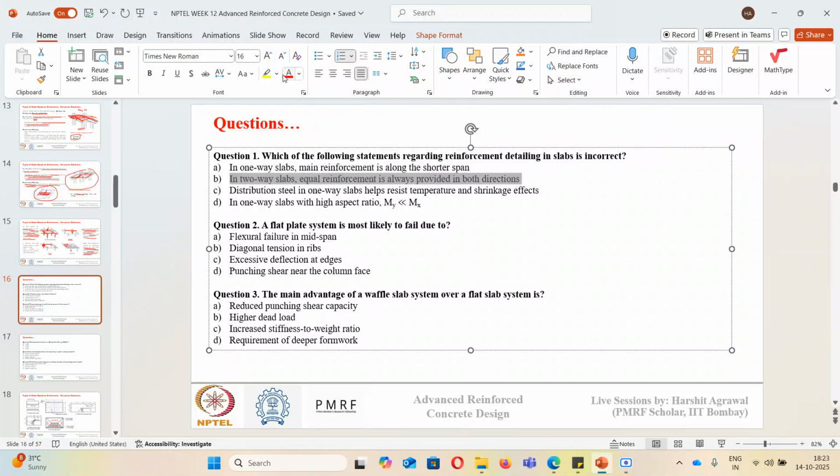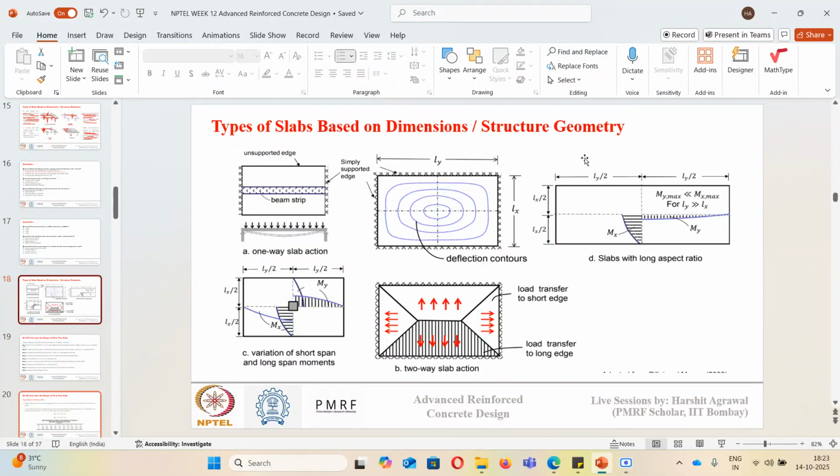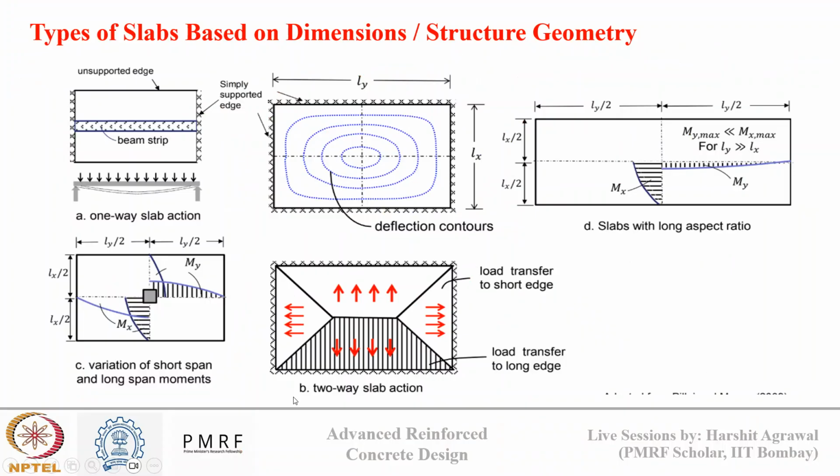What option B says is, in two-way slabs, equal reinforcement is provided in both directions, which is not true. It is not necessary that equal reinforcement needs to be provided. It depends upon the stiffness and the support condition. If you look in the course, you saw how this load distribution occurs in a two-way slab. You can see this in the third diagram, this B diagram.